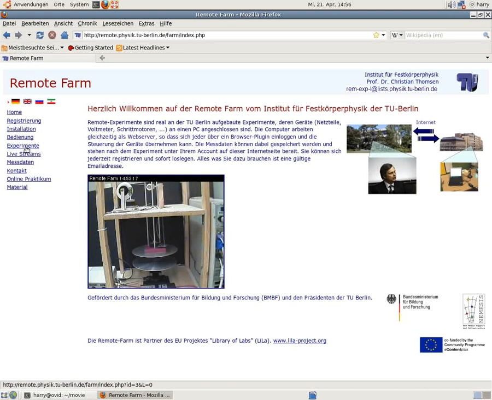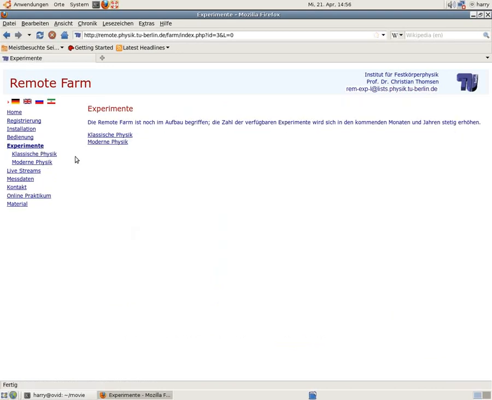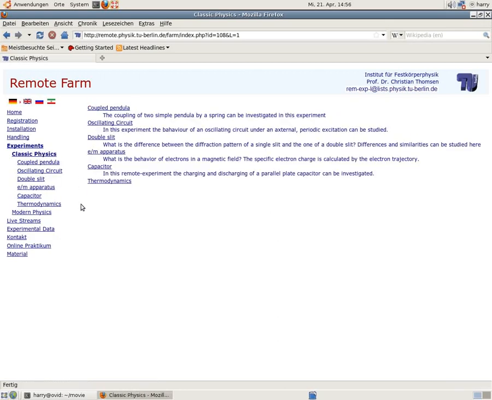And right now I'm going to go to experiments, and in fact, I can go to the English page for you. We have a lecture on physics that is structured in two segments, classical and modern physics. Right now, I'd like to show you one experiment from classical physics. One very simple experiment is the oscillating circuit.